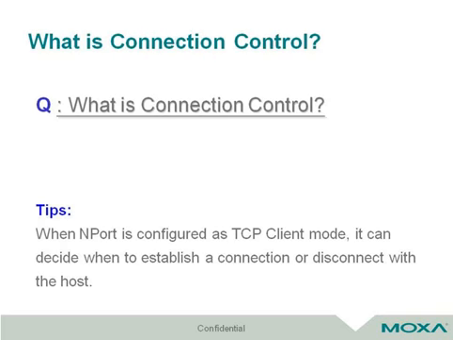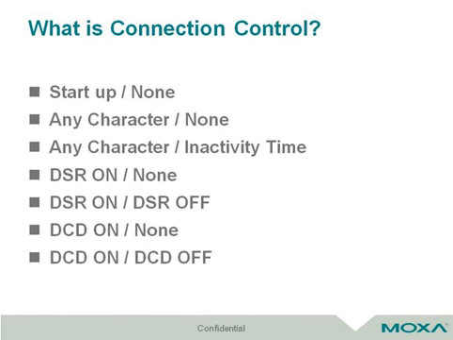What is connection control? When Nport is configured as TCP client mode, it can decide when to establish a connection or disconnect from the host. Connection control helps to save resources because TCP server usually provides limited service. By using connection control, Nport can release the resource when it is in idle state and improves the efficiency of the network. Connection control function is only for TCP client mode.